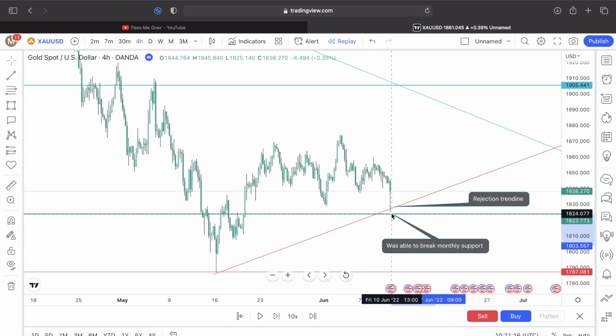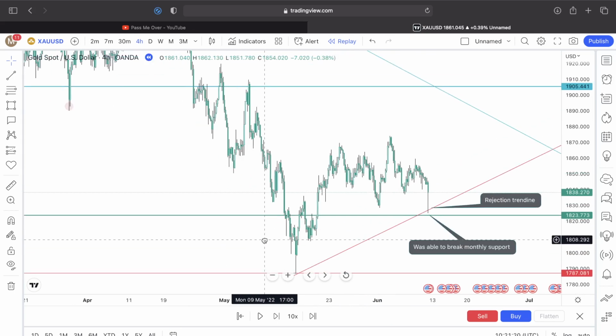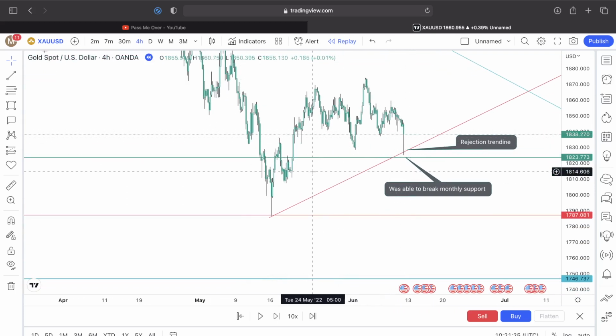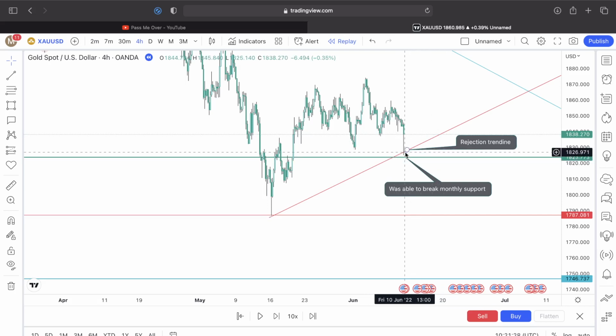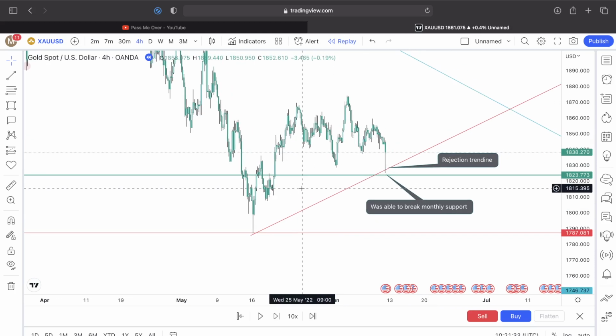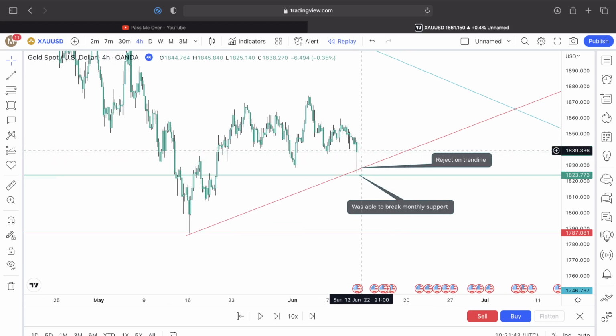Boom. Okay. So what else do we see? Okay. So we also see it wasn't able to break monthly support, okay? Has a rejection on the trend line, okay? That's number 2, okay? Then we also see there's a long wick, okay? Which also means it's an indication that there was a long buy pressure to the upside. Okay, that's just an indication for that.